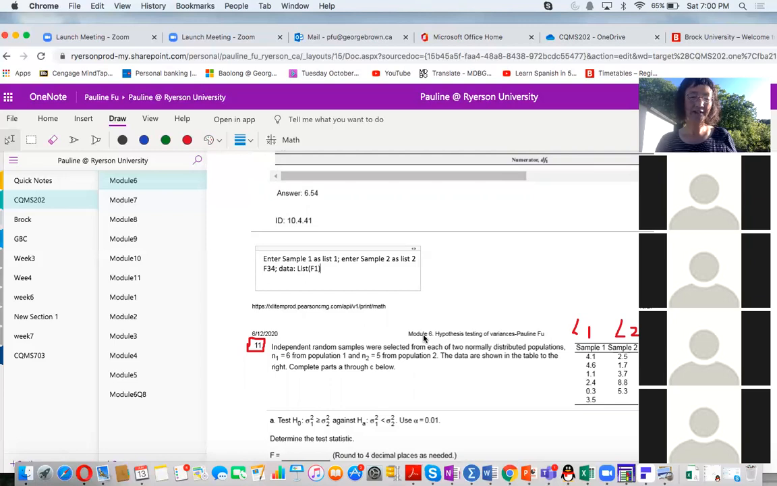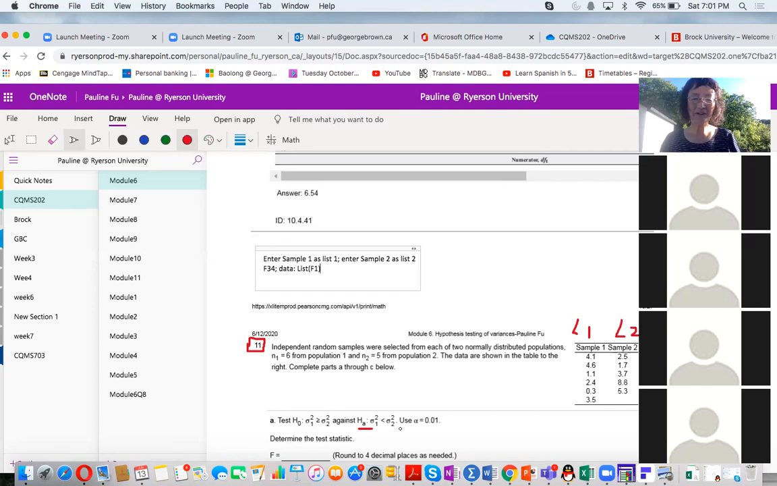So after data list, less than 2. Fantastic. Why? Because you select sigma 1 less than sigma 2. Why? It's because the calculations are based on H1, the alternative. Fantastic. The calculator is based on H1 perspective.